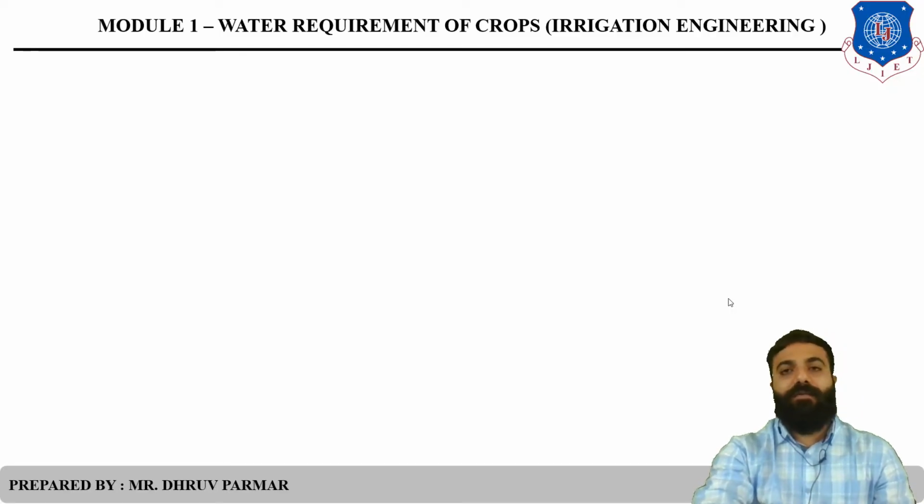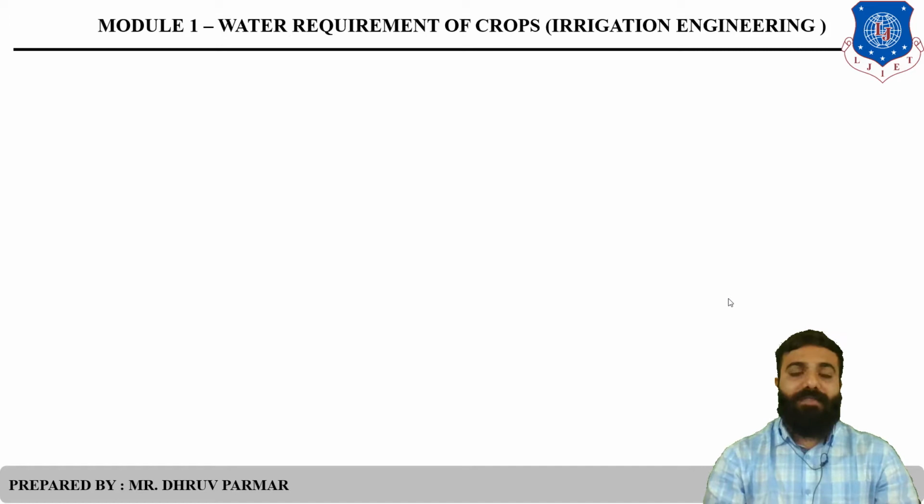So in the previous lecture, we started the second chapter, called water requirement of crop. In this session, we will continue this chapter. The last topic was consumptive use of water, so you already understand what consumptive use is. And in this lecture, we discuss some methods to find out consumptive use.